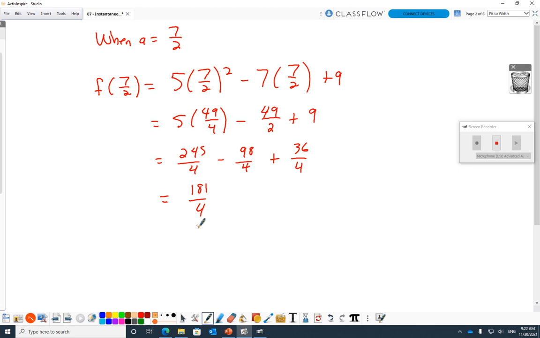49 halves, which is 98 quarters. Plus 9, okay, quarters. 245 quarters, yeah. 98 quarters, yes, that's right. 36 quarters. Maybe my addition is wrong. 245 minus 98 plus 36. 183.